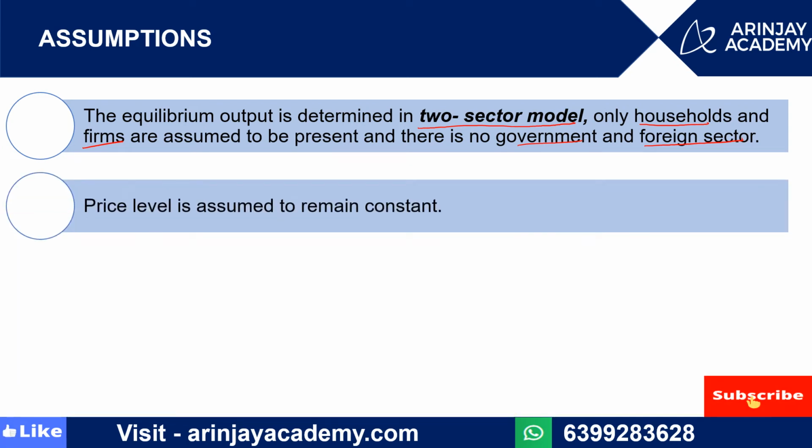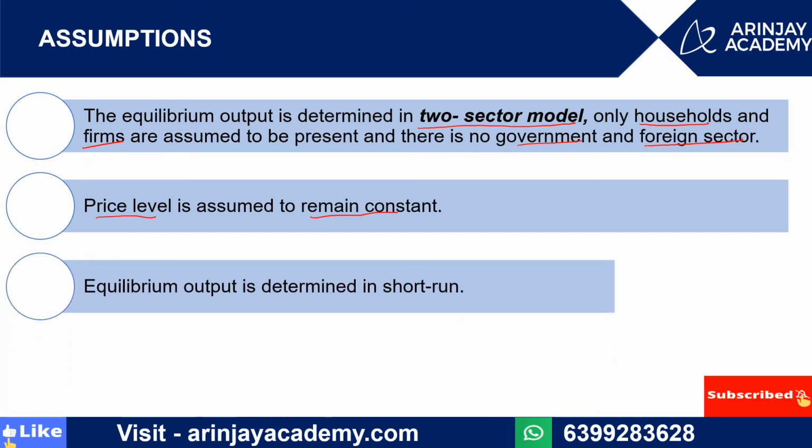Now let's move on to the second assumption, that is price level is assumed to remain constant. That means during the process of equilibrium, while determining the equilibrium, we have assumed that the price level of the goods and the services will not change or will remain constant. Now the next assumption is equilibrium output is determined in short run. That means we are determining this equilibrium output in short run. We are talking about the short run equilibrium.